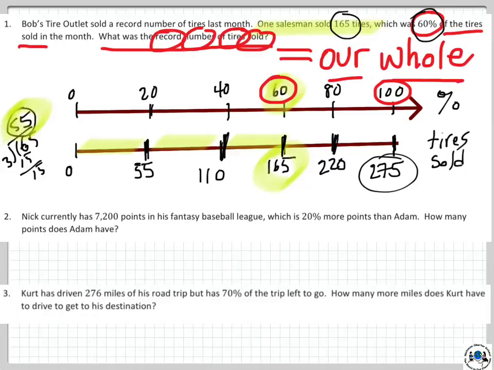Another 55 gives us 220, and then finally another 55 gives us 275, and that corresponds to 100 on the number line. That's what our question was: what was that record number of tires sold? What was our whole? What was 100%? And we find out that 100%, or all the tires sold in this record month, was 275.